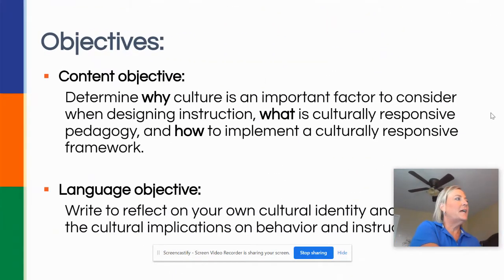And the goals for today, the content objective is that you will determine why culture is an important factor to consider when designing your instruction, what is culturally responsive pedagogy, and how to implement a culturally responsive framework. There are some embedded links to some activities where you will have an opportunity to write to reflect on your own cultural identity and consider the cultural implications on behavior and instruction.